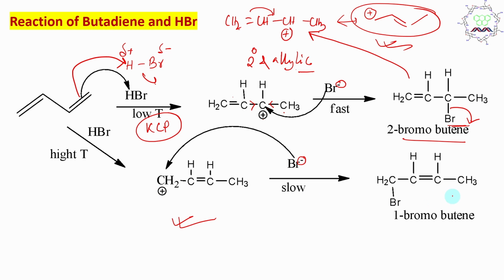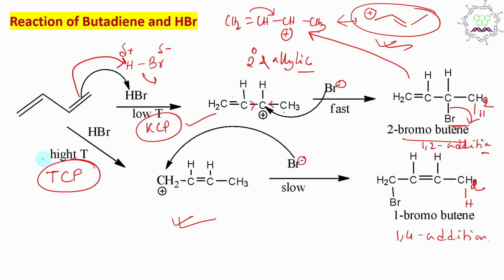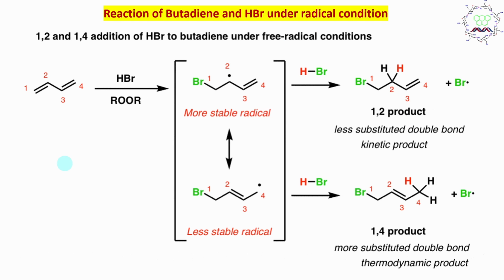Okay, so it produces, now if you look here, hydrogen here, bromine here, so it is 1,4 addition. If you look at the first one here, this is the hydrogen and this is the bromine, so this one was 1,2 addition. Here also the 1,2 addition is the kinetically controlled product, whereas the 1,4 addition product is TCP, or thermodynamic control product, obviously at high temperature. It's a very unique concept. Okay, now let's go to the next point.